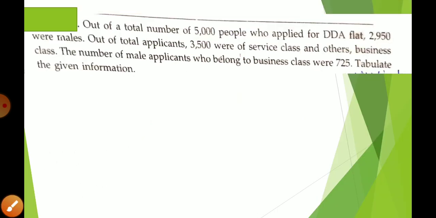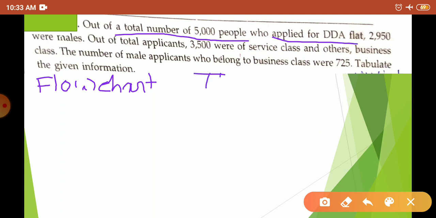Now this is the third question. Again we have to prepare a flow chart. So let me start it. Flow chart. Okay, what is written? Out of a total of 5,000 people applied for DDA. So this is your heading, total number of applicants. How many total applicants? This is 5,000.